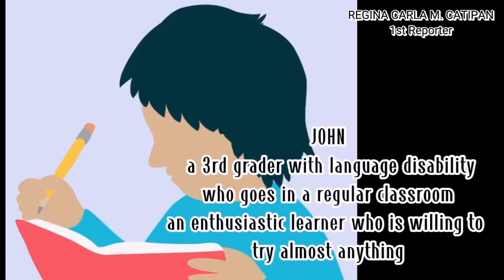Here is an illustration of how the stages of learning take place in the case of students with learning disabilities. Here is John, a third grader with language disability who goes to a regular classroom. He is an enthusiastic learner, willing to try almost anything. He is one of those students who is first to respond to questions and contribute to content discussions, but also the first one to jump to erroneous conclusions. Without careful monitoring, he is apt to end up practicing skills incorrectly.